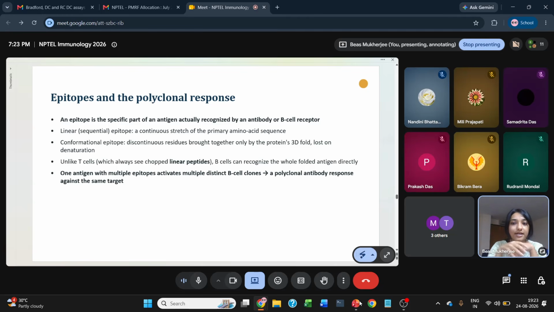Remember that denatured proteins can be renatured again when it is temporary denaturation. Now, unlike T cells, which always see chopped linear peptides, B cells can recognize the whole folded antigen directly. One antigen with multiple epitopes activates distinct B cell clones, and this is called a polyclonal antibody response against the same target. We will talk about monoclonal and polyclonal antibodies made in mouse and rabbit in one of our upcoming classes. So that is it.